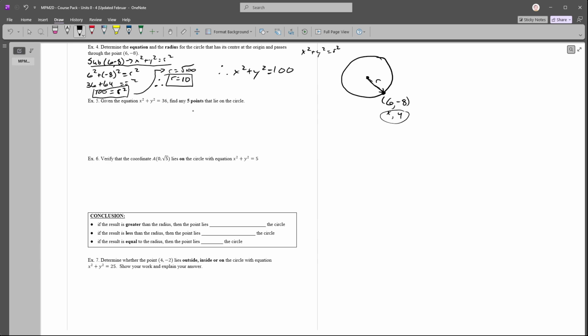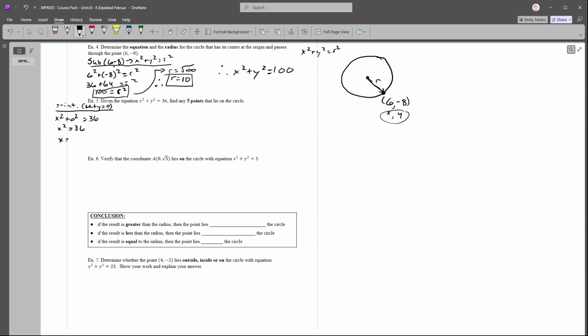Sure, so we could do it like that. But we could also find x and y intercepts the same way we always have. If you think about a line, how do we find the x-intercept? We set y equal to 0. How do we find the y-intercept? We set x equal to 0. So we can do the same thing again. Let's say x-intercepts. To do this, we're going to set y equal to 0 inside of our equation here. So that means x squared plus 0 squared is equal to 36. So that means x squared is equal to 36.